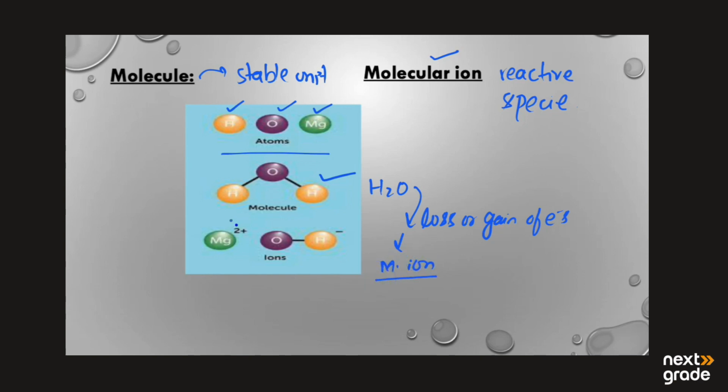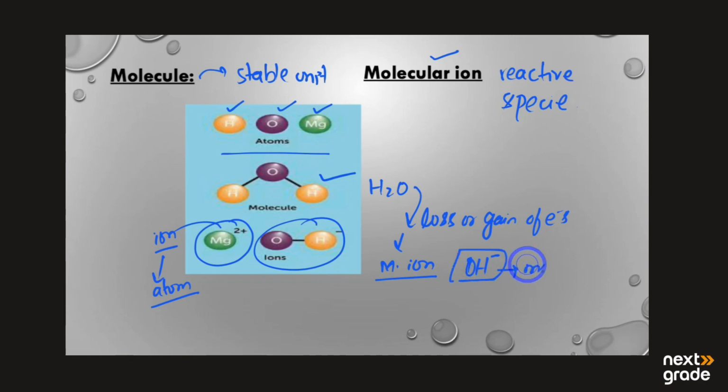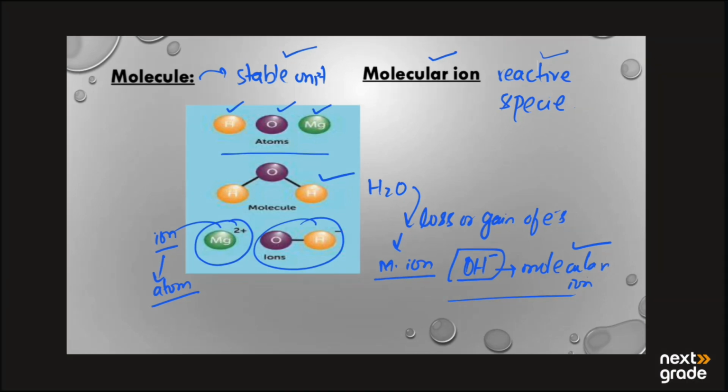Here we have magnesium as a simple ion, as just the atom loses the electrons. But on the other hand, here we have the hydroxide ion as OH negative. This is the molecular ion and it is formed by the gain of electrons. So simple molecules are stable units, and on the other hand, molecular ions are reactive species. So this is the molecule and the molecular ion.